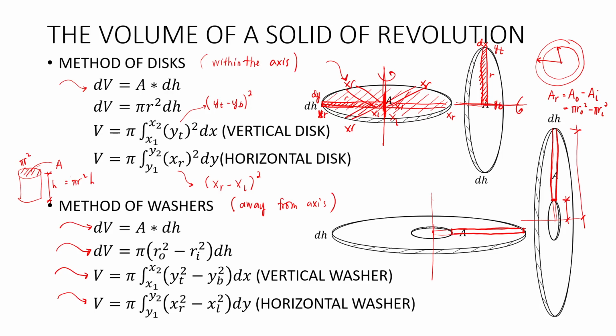So for the method of disk, the inner portion will always be 0. So the y bottom will be 0. The x left will always be 0. We're going to see why it's 0 when we analyze your vertical strip and horizontal strip later, since it's touching the axis, the y and x axis, so it becomes 0. You'll see this in the example.